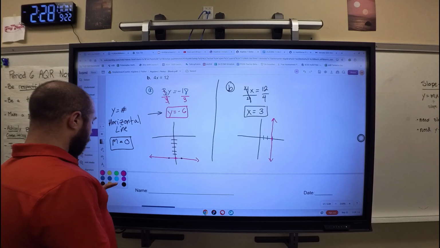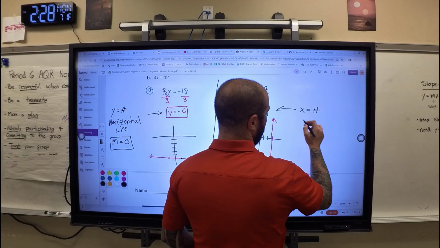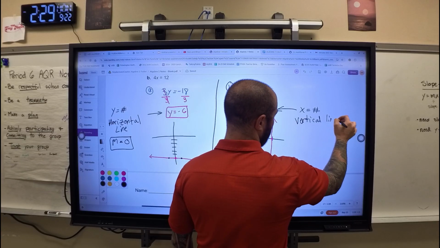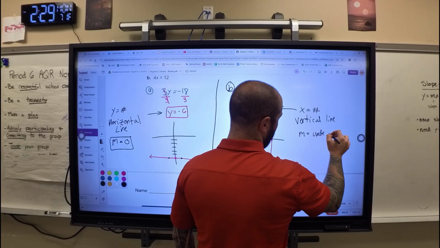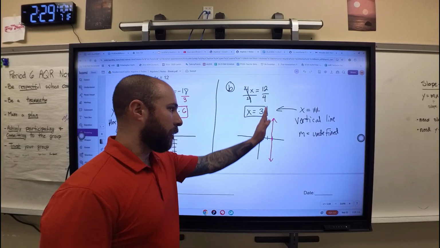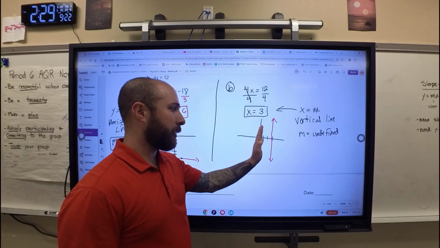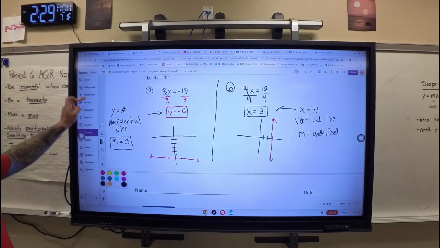Okay, so x equals a number is going to be a vertical line at that number. And for this, our slope is actually what's going to be undefined. Okay, because our change in our y's divided by our change in our x's, we can't divide by 0. That's why it ends up being undefined.